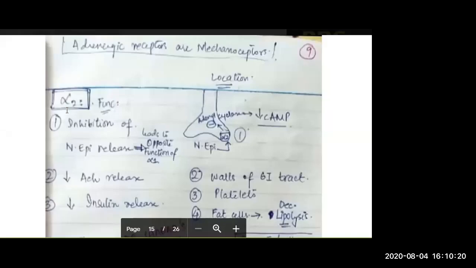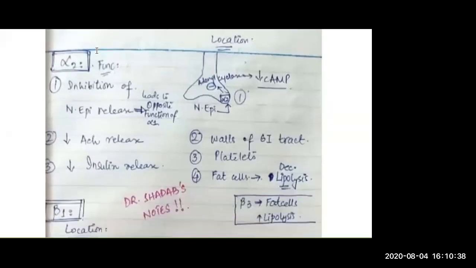Now, in the case of alpha 2, I have the adrenergic receptors. Just grab this concept that we also call these mechanoreceptors. If you find this word written anywhere, just take it that they're talking about adrenergic. Now, alpha 2: only remember one word with alpha 2, that is inhibition. For everything, it just inhibits; it's not stimulatory.